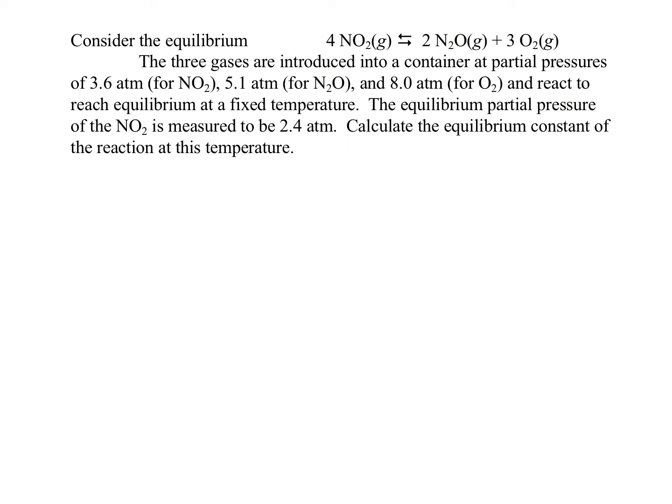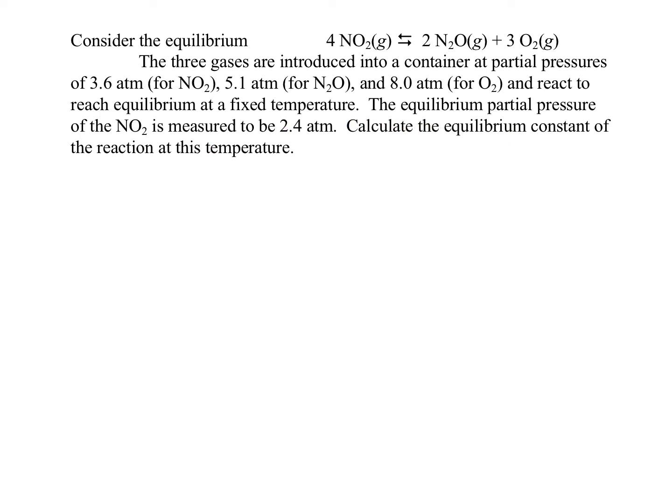All right, so here's the same problem again. I just gave us a little bit more room by reorganizing a little bit. And so here is our chemical reaction. We're told that the 3 gases were introduced to the container and they give us the initial partial pressures. And then the reaction reaches equilibrium, right? So we had these initial concentrations, then it gets to equilibrium, and they give us the equilibrium partial pressure of the NO2. And they want us to calculate the equilibrium constant.